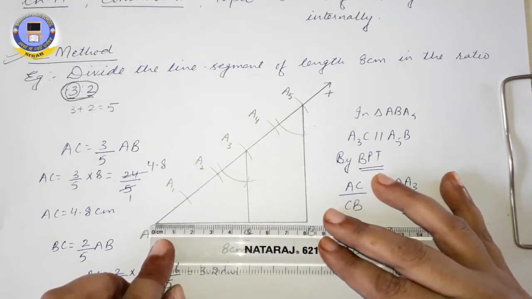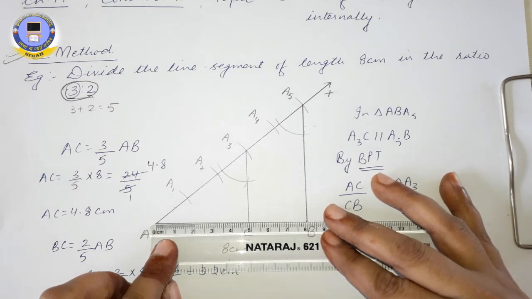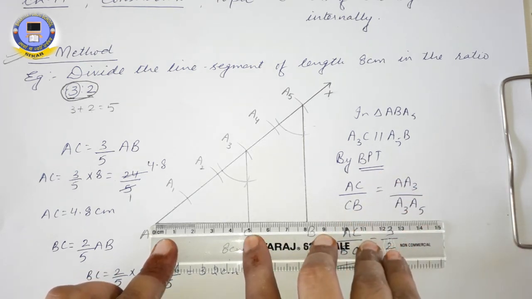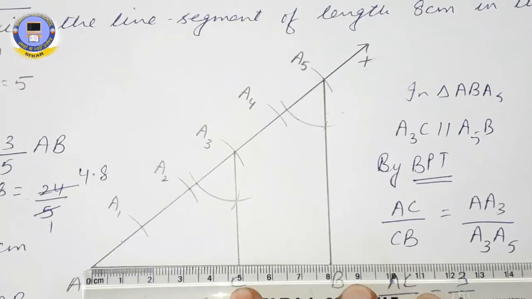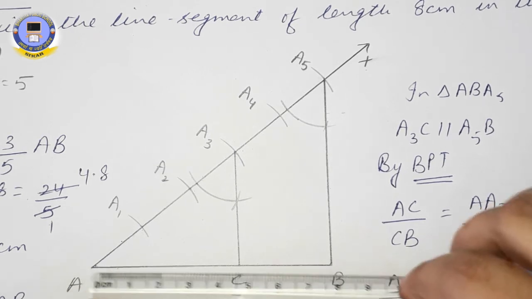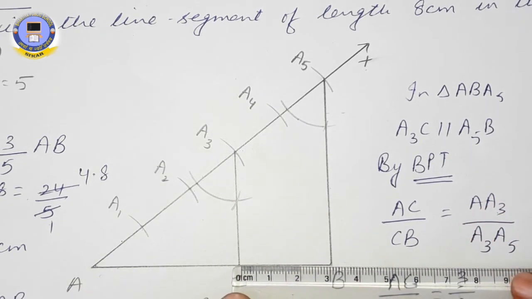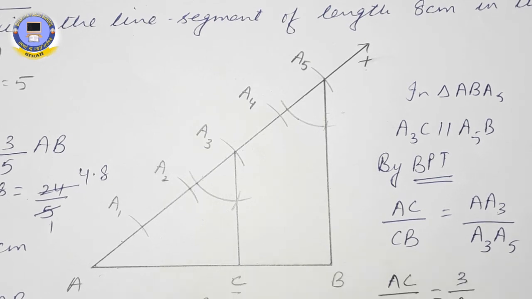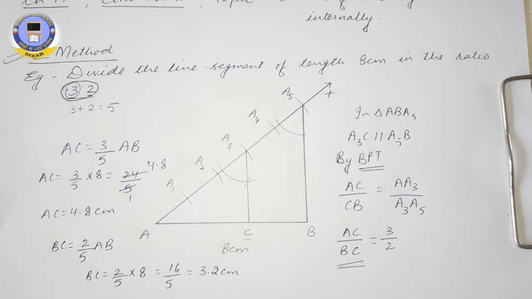Let us check it now. See, length of AC, are you able to see? Length of AC is approximately 4.8 centimeter and length of BC is approximately 3.2 centimeter. It means it is correct. Our construction is correct. Okay. So in this way we can do construction.